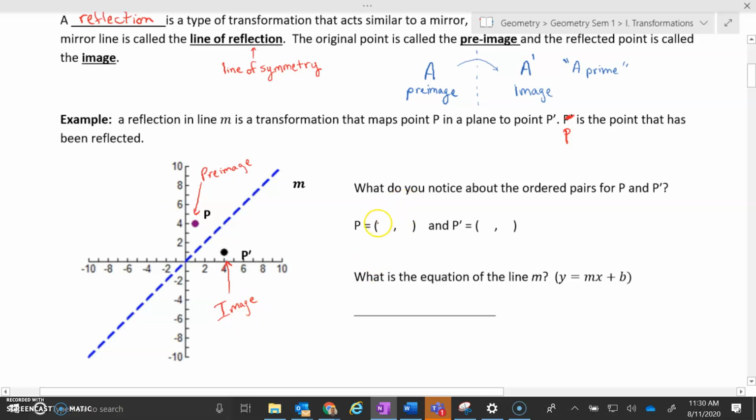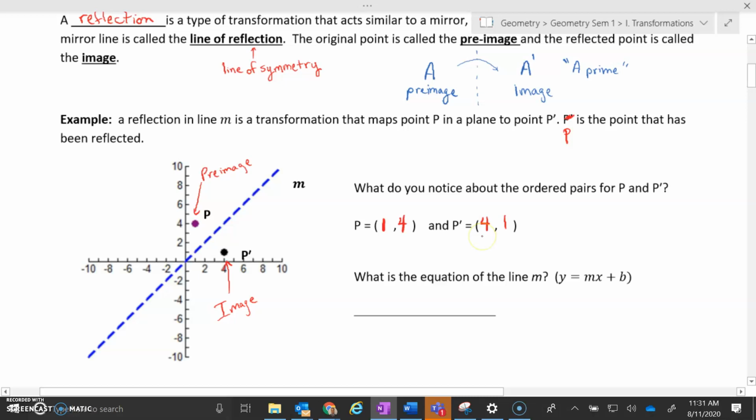Okay. Did I say that wrong? P prime is the image. Pre-image, image. Yep, no, that's right. All right, so what do you notice about the ordered pairs P and P prime? Well, when you look at P, it's mapped at coordinate 1, 4, and P prime is mapped at coordinate 4, 1.